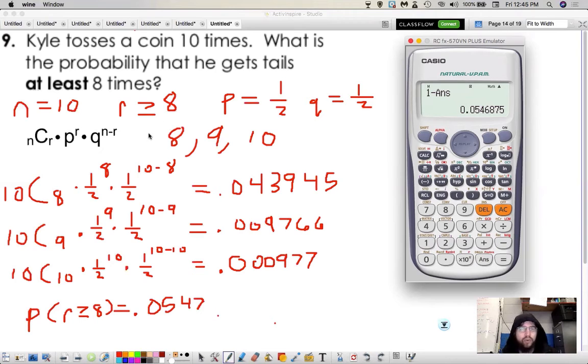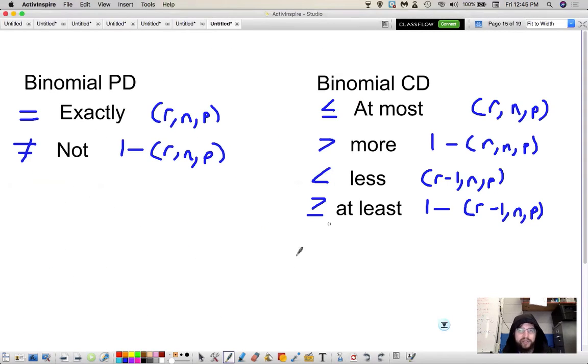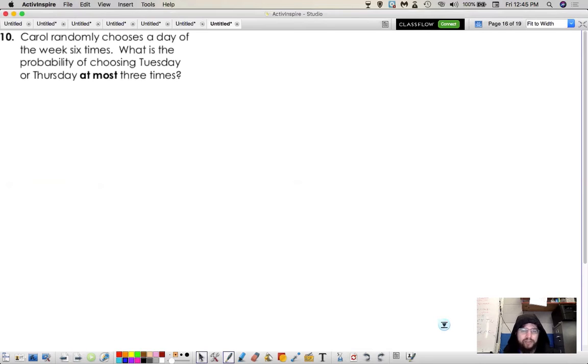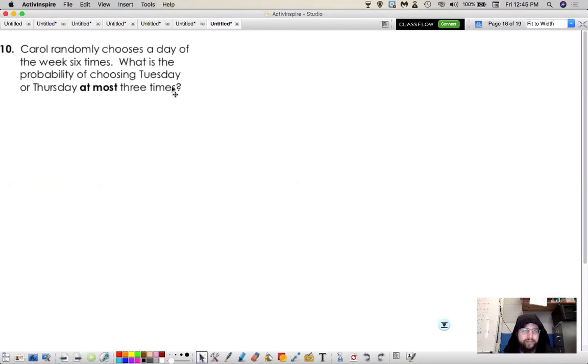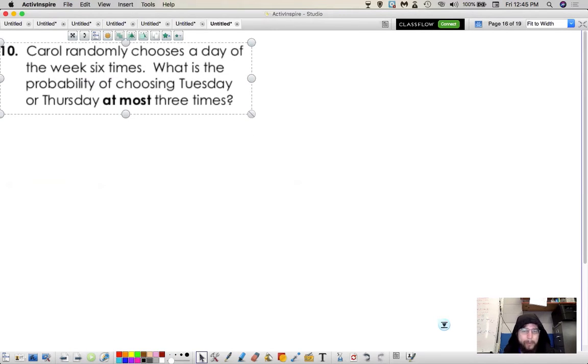So depending on what symbol we have here determines what steps we need to do here. I'll leave that up there for a moment, screenshot it, write it down, whatever. You can pause the video and go back if you need to. Let's see what's going on here.